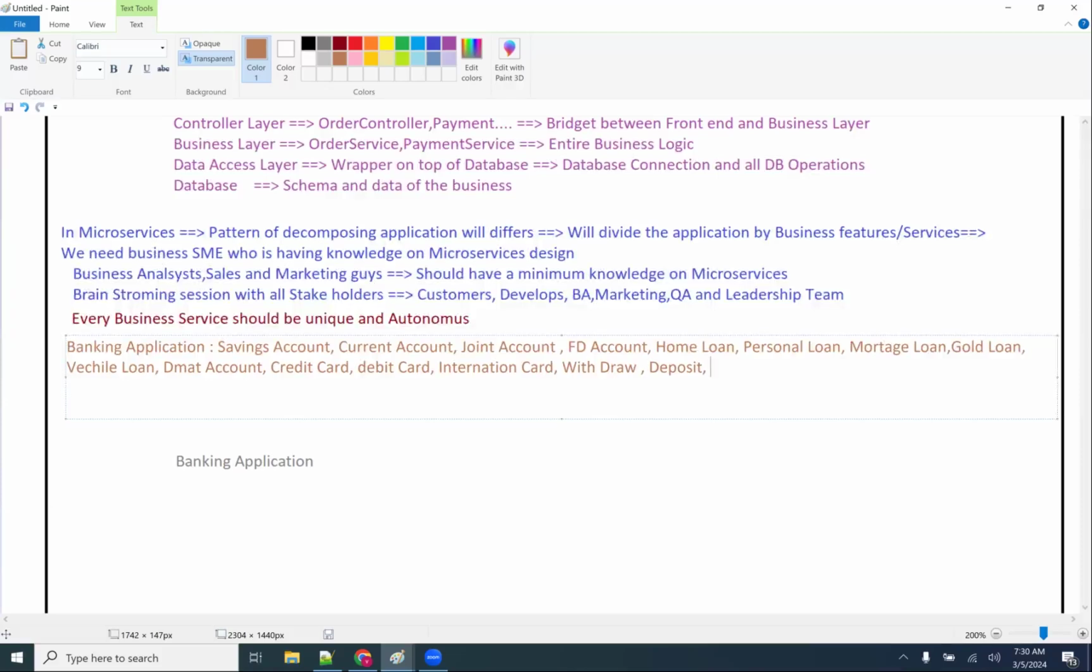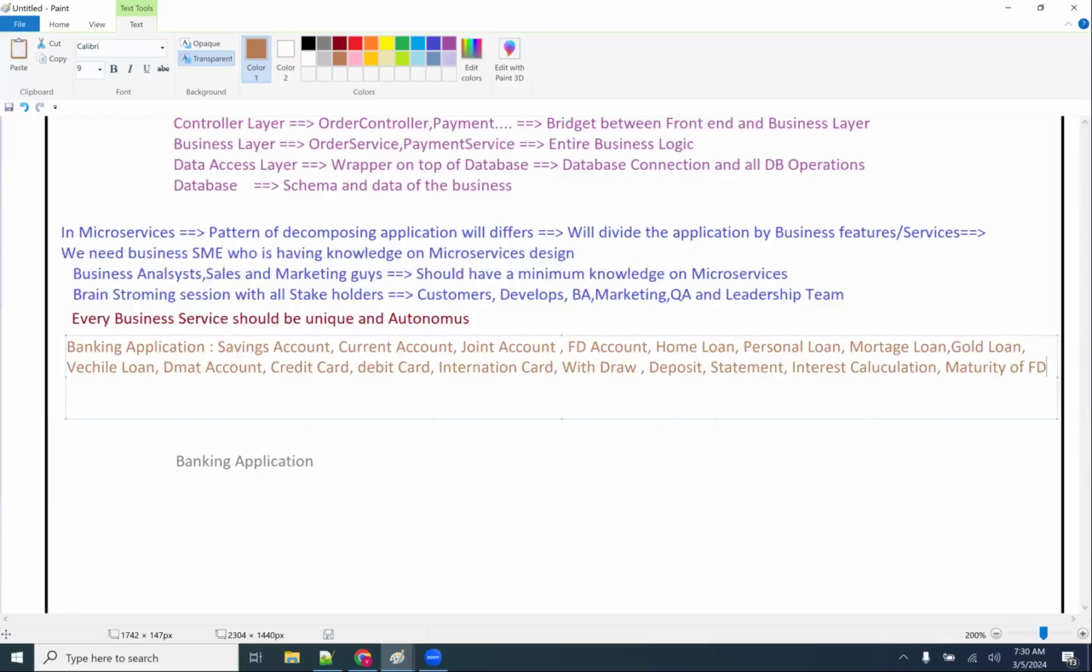So any other things I am missing here? Statement, interest calculation, right? Maturity of FD, like that. Sir, how many services is the bank having? We need to list down all these services.